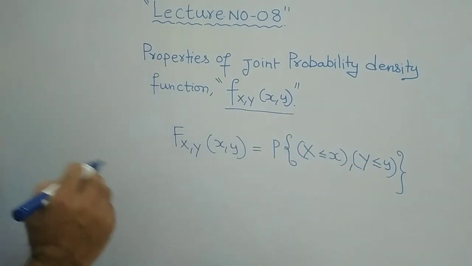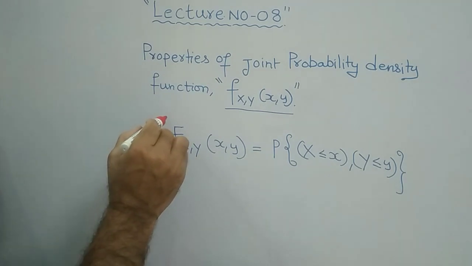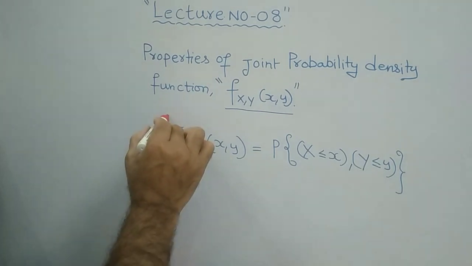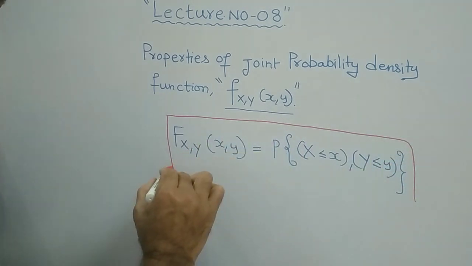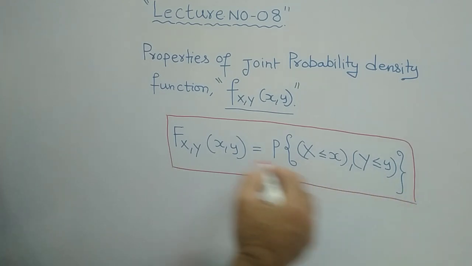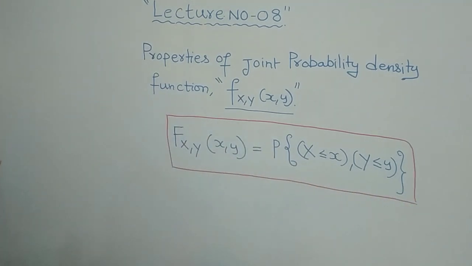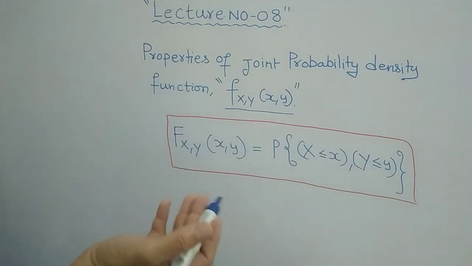This is the joint distribution function. This is the definition. Remember that I already explained this in the last presentation. This is called the joint distribution function of random variables x and y. Joint distribution.